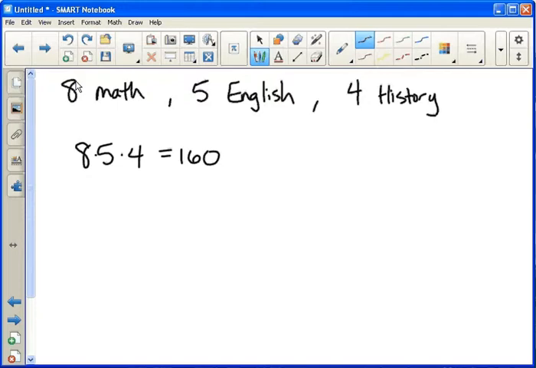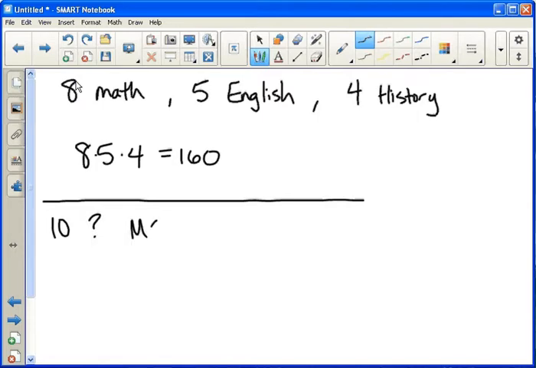Let's say you're taking a multiple choice test that has 10 questions. So 10 question, multiple choice test. And there are 4 choices in each question. So A, B, C, D. How many different ways could you answer this test? How many different ways can you answer the test?